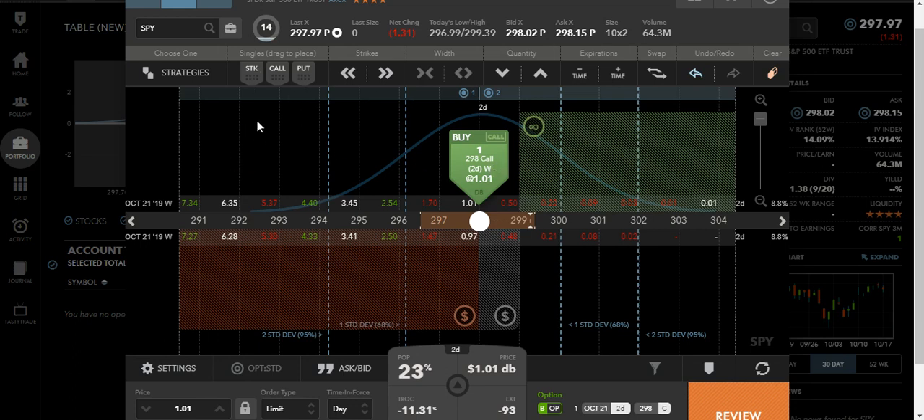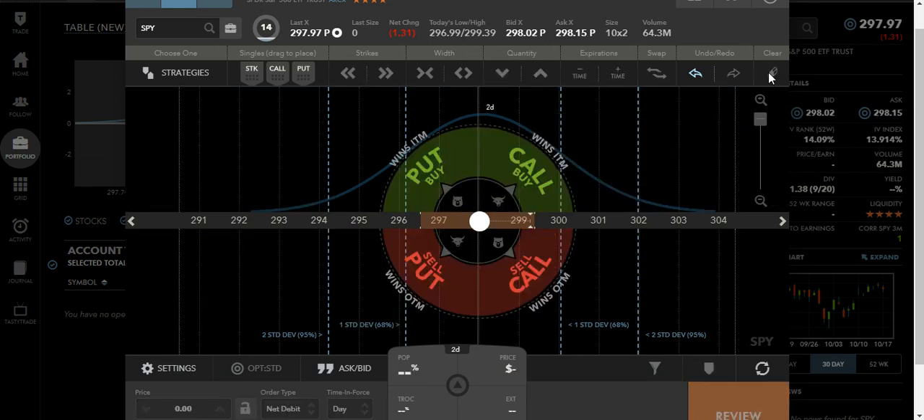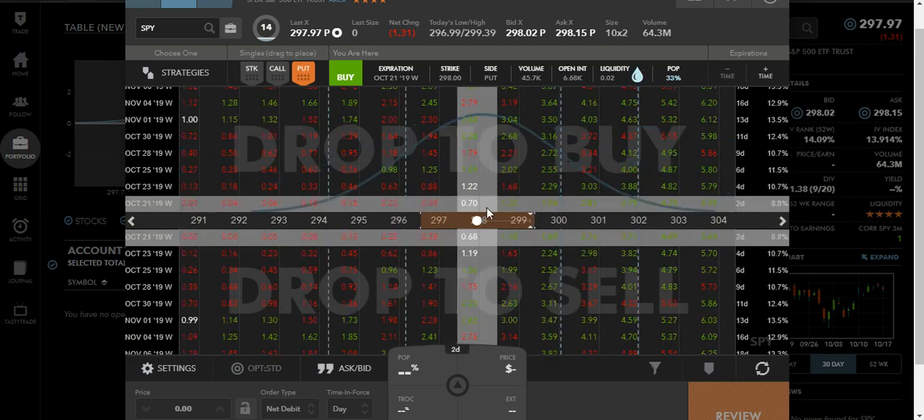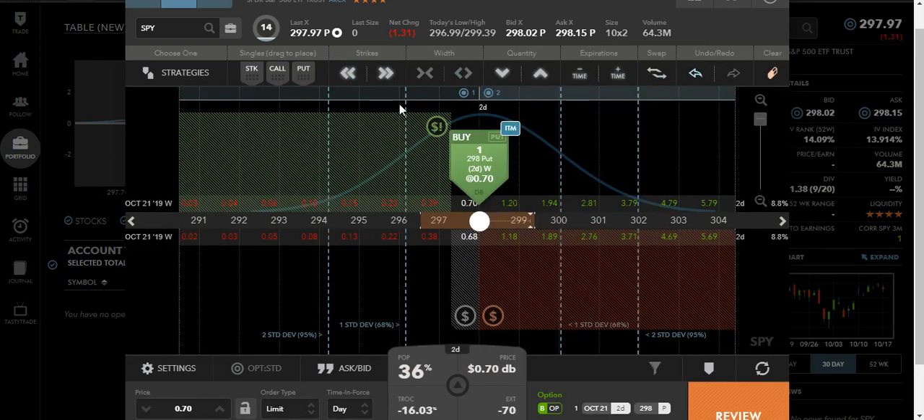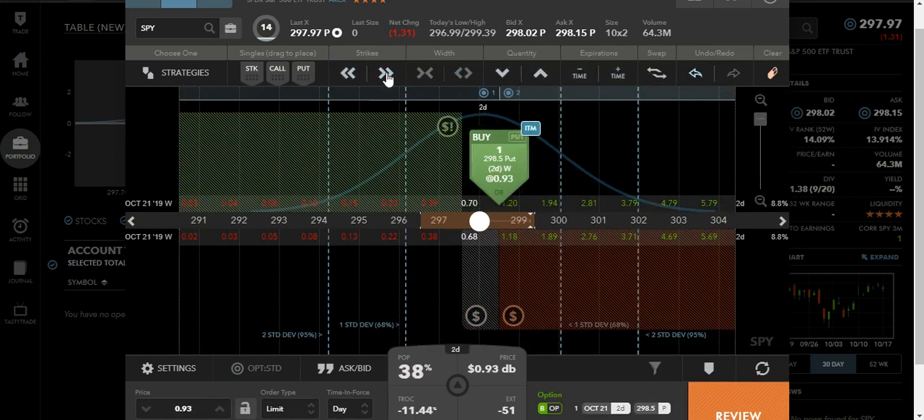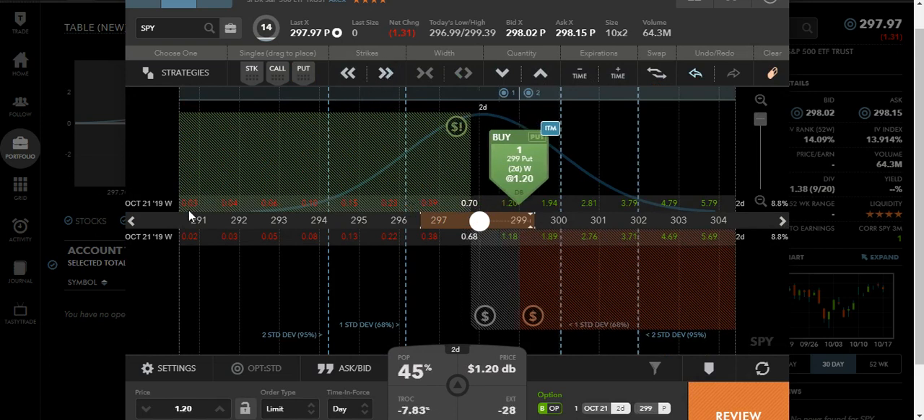So same goes for puts. Puts are the exact same thing as calls, except you're directionally bearish, so you're anticipating the stock to go down. So we'll go ahead and clear this out, and I'm going to place a put. I'm going to buy a put, and we're going to buy it right at the money, just like we did the call. So as you can see, now our money is to the downside.